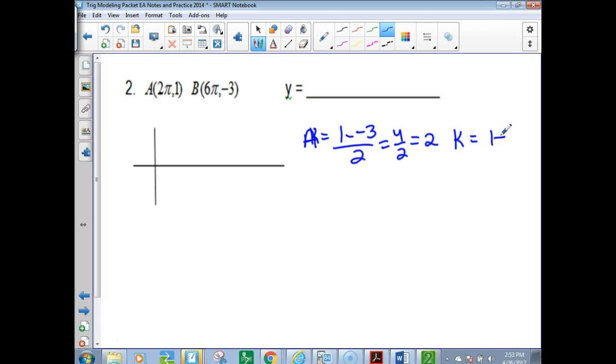Okay, so 1 plus negative 3 divided by 2 would give me negative 2 divided by 2, which is negative 1. All right, so y equals negative 1 is your center line.